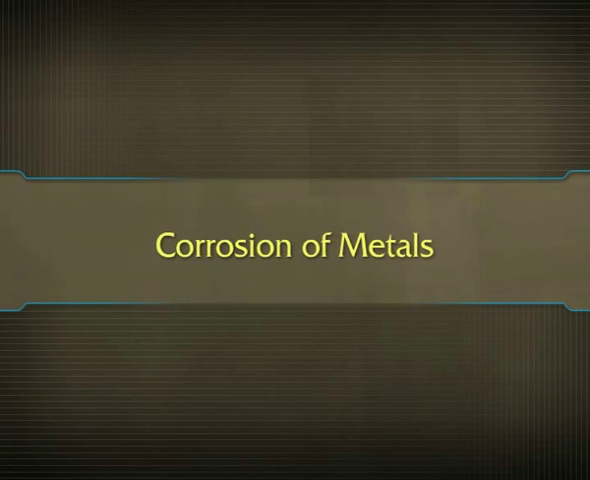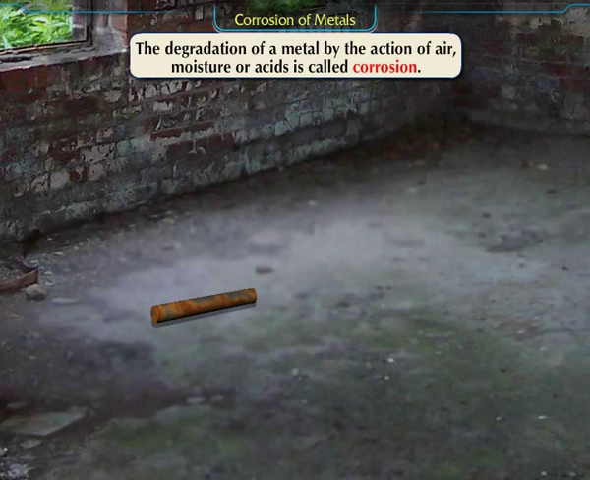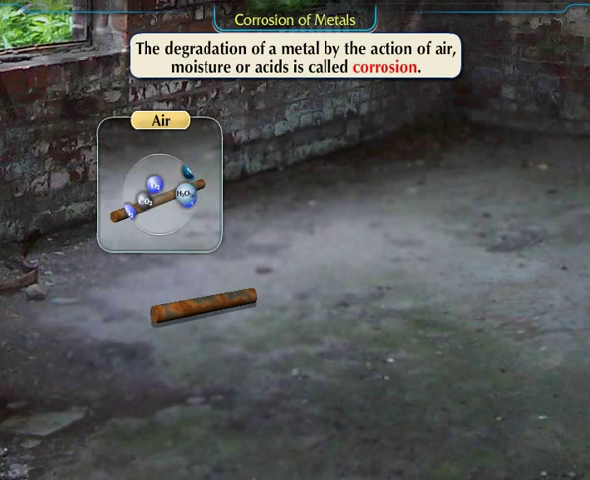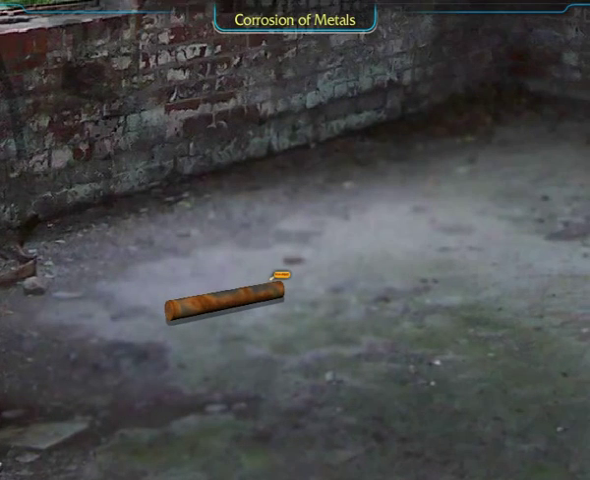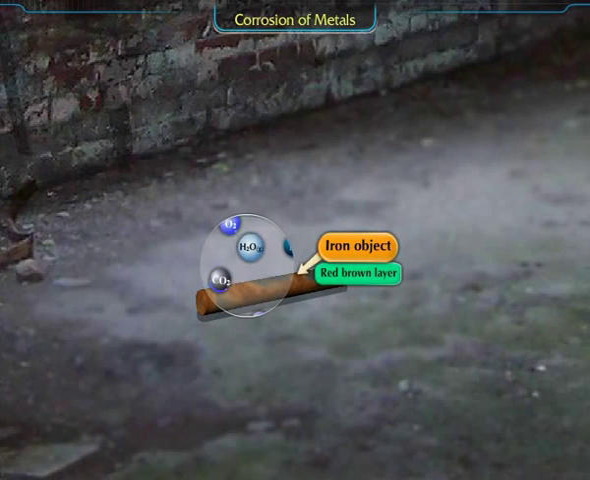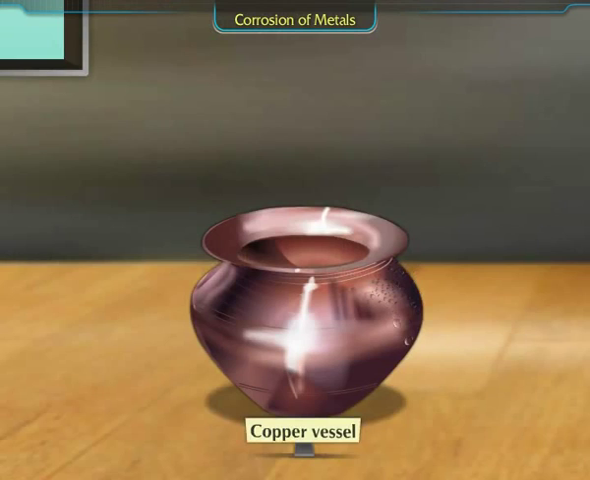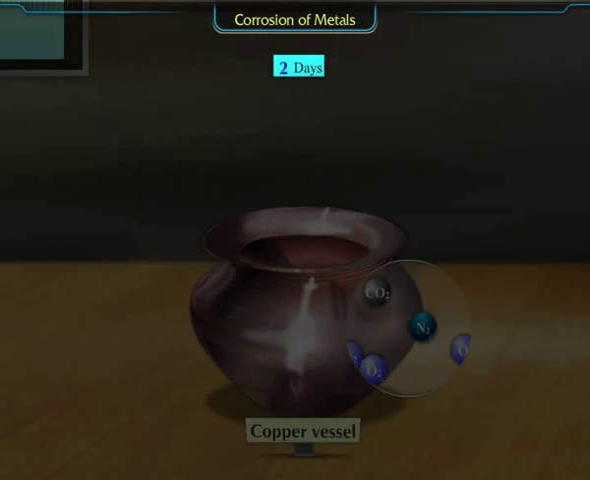Corrosion of metals. The degradation of a metal by the action of air, moisture or acids is called corrosion. When an iron object corrodes, a red-brown layer is formed on the metal surface. This is called rust. Copper objects also lose their shine when exposed to damp air for a long time.